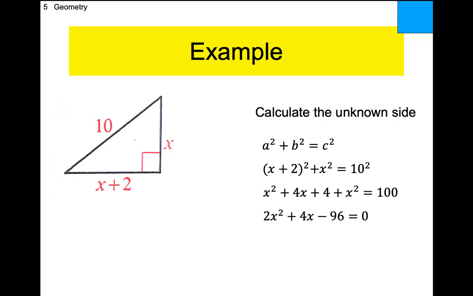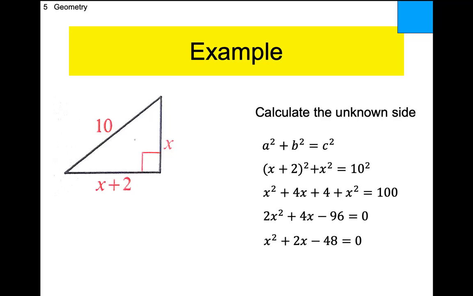They all have what in common? A 2, right? I can divide everything by a 2. If I divide everything by a 2, that turns into x squared, that turns into 2x, and half of 96 is 48. There's your number.